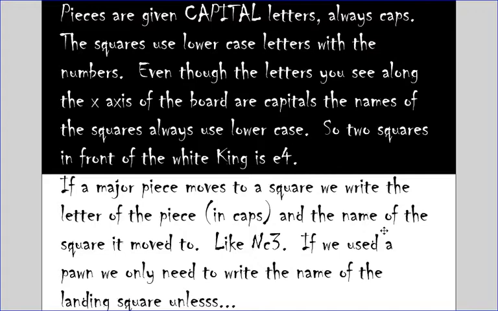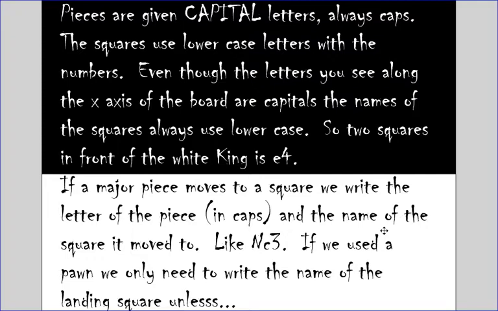The other thing that we want to say here is, even though the letters along the bottom are capital, we use lowercase for the squares themselves. So E4, square E4 is a little e and a 4. The squares use lowercase letters with the numbers. Even though the letters you see along the x-axis of the board are capitals, the name of the squares always use lowercase. So 2 squares in front of the white king is E4.